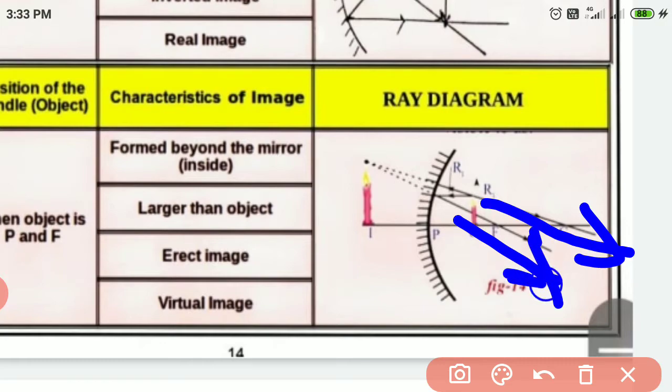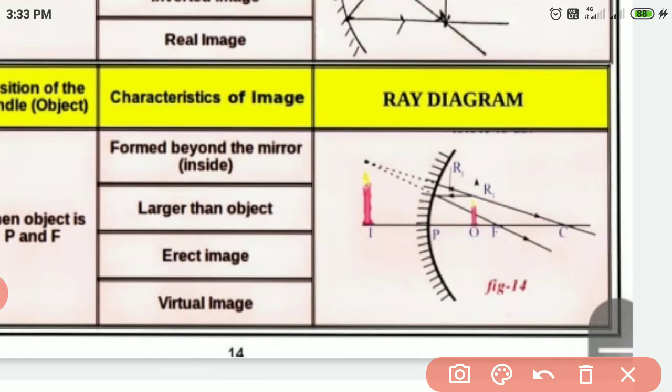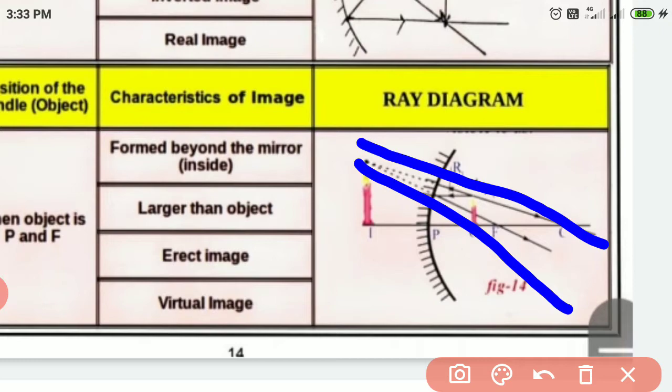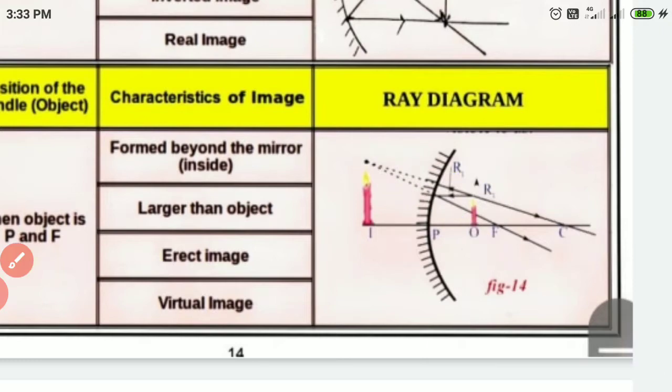So these do not intersect. These are not even parallel lines. These appear to be starting from a point and diverging. One is going this way, the other is going this way. So there is no chance for them to coincide.